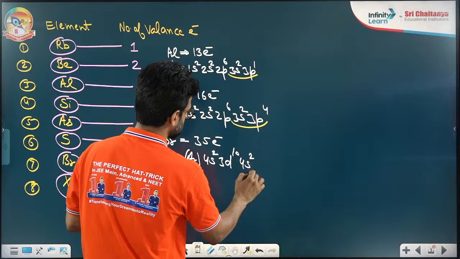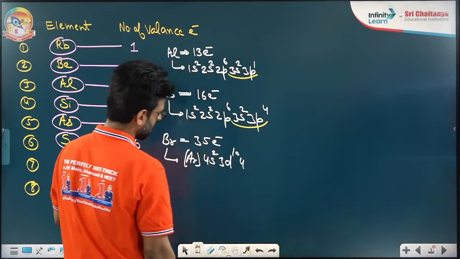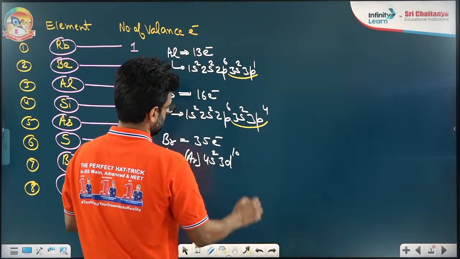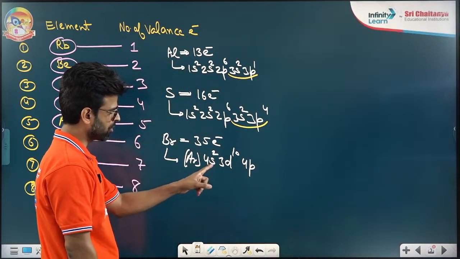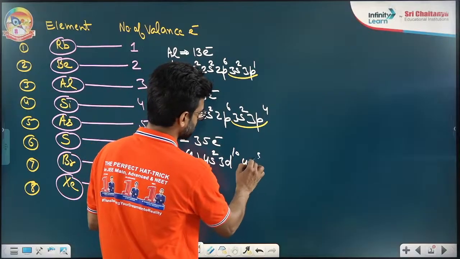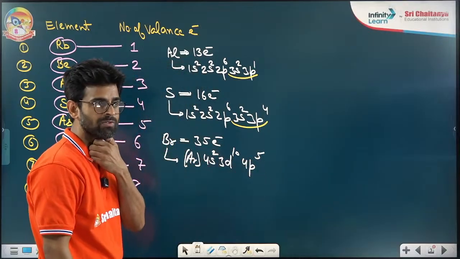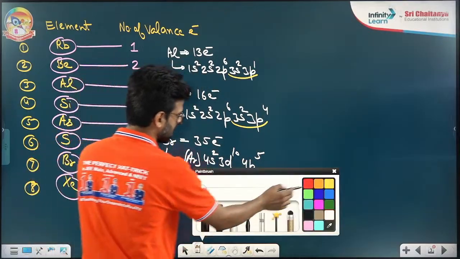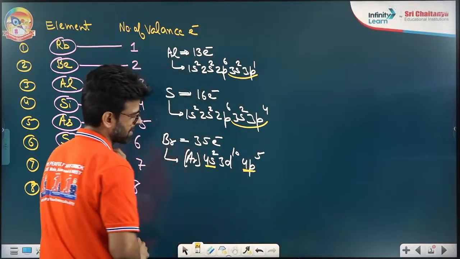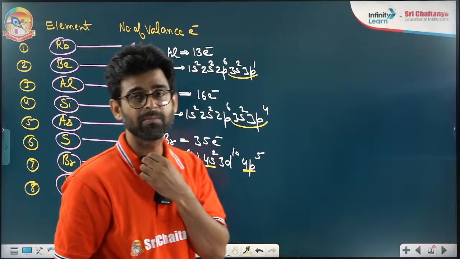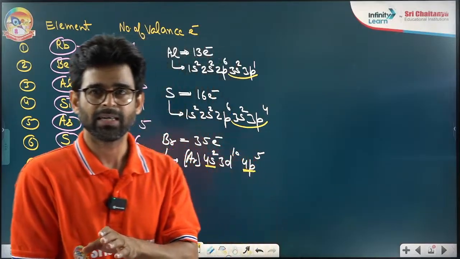We'll have the 4s, sorry. You have 3d10 here. Now we have 4p beta. We have 4p here. So what's coming? 4p5. So the valence shell has how many electrons? 2 here, 5 here, total 7. I hope we are clear about the valence electrons, right?